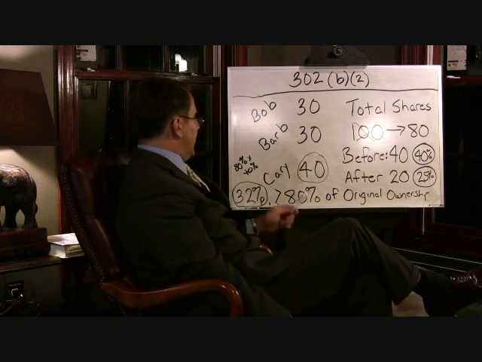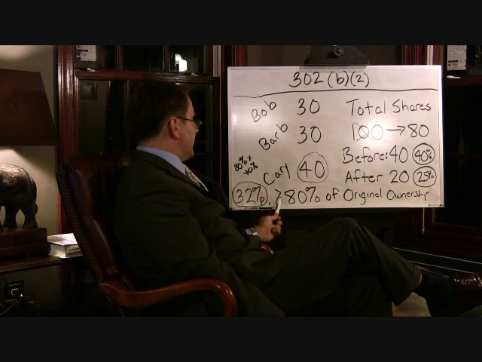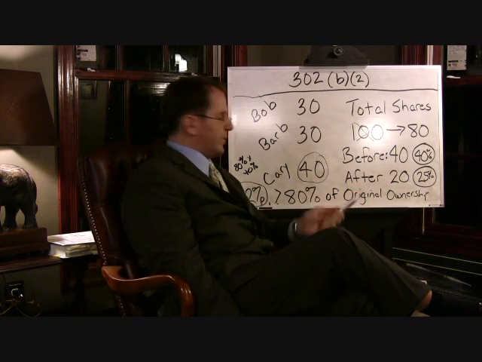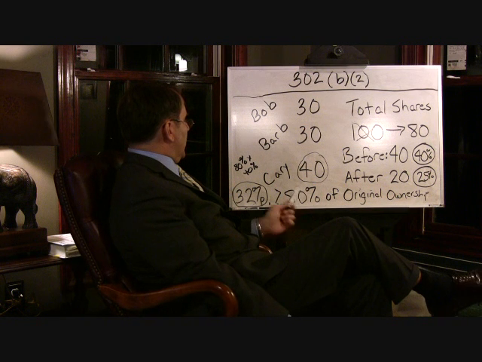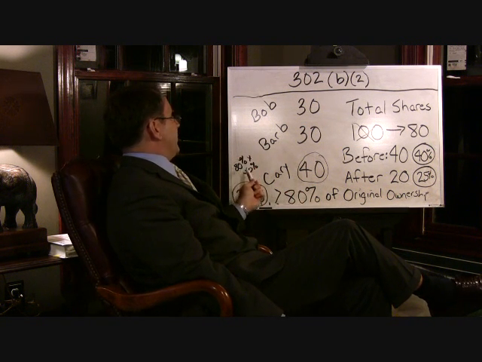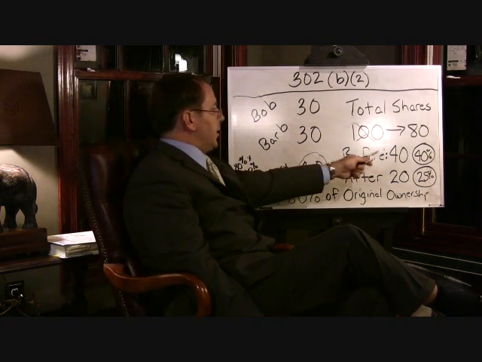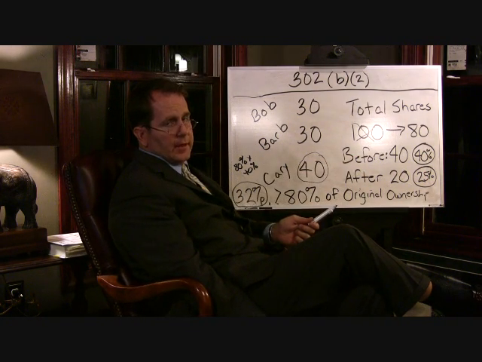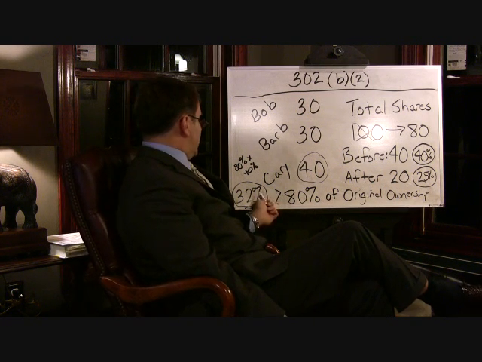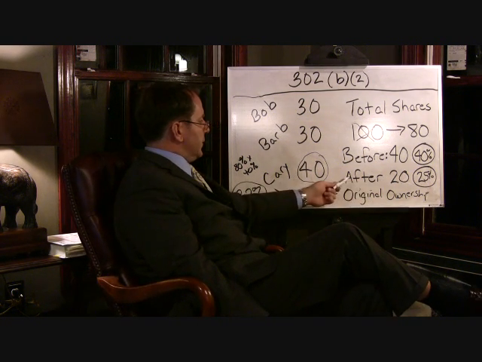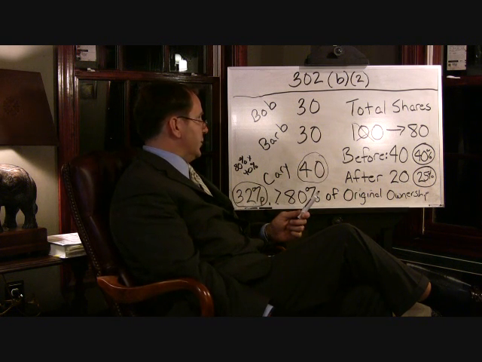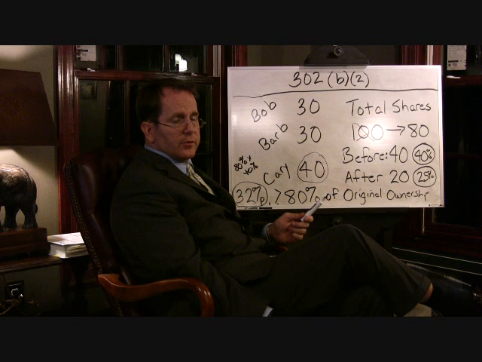What is the test? The test is she must have less than 80% of the original ownership. What is the original ownership? To get less than 80% of the original ownership, you take 80% multiplied by 40%, and that gets you 32%. Does 25% come below 32%? Sure, so she qualifies and will receive sale or exchange treatment.